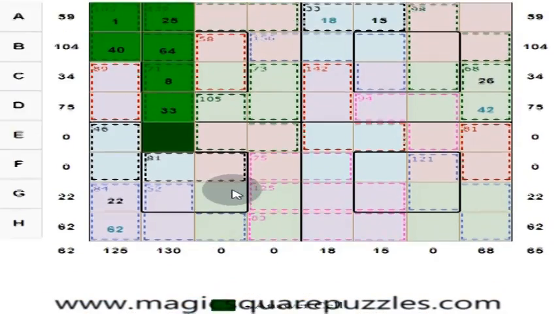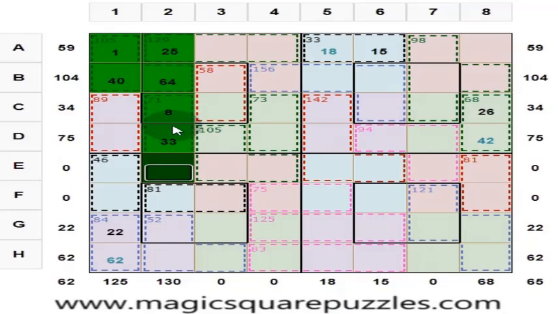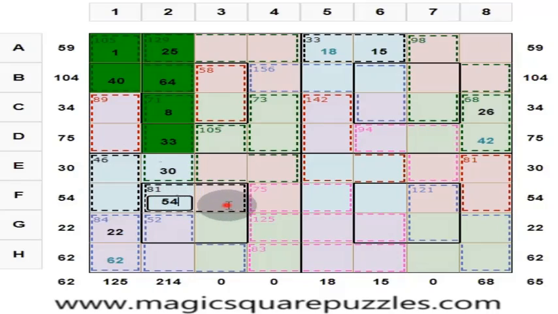Yeah, this we have overlooked. So these three numbers give you 71. This is 8. This is 33. That is equal to, 8 plus 33, 41. Here you put 30. Okay. Here it is 30. What is this? These two 46. This is 30. These three put together 76. 130 minus 76, 54. And this is 54.